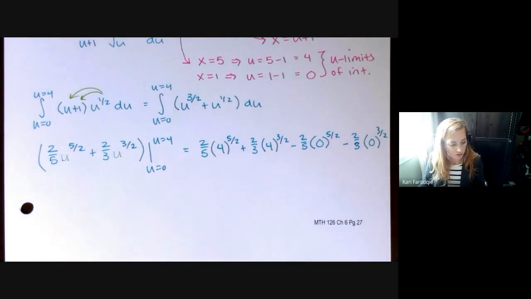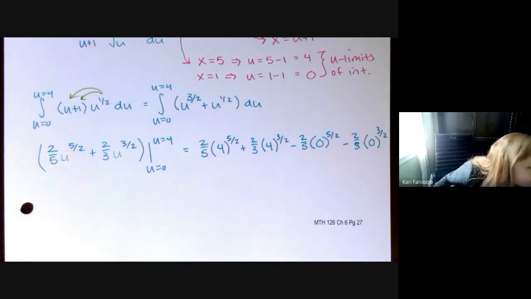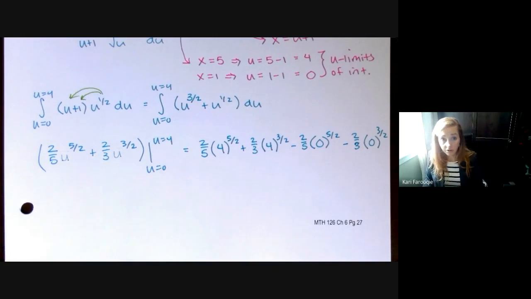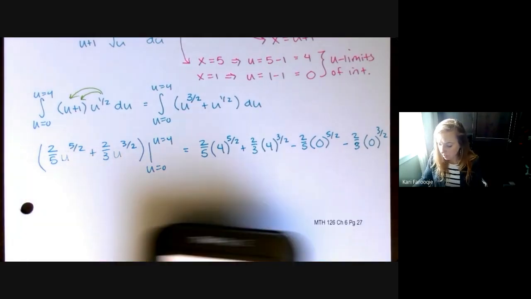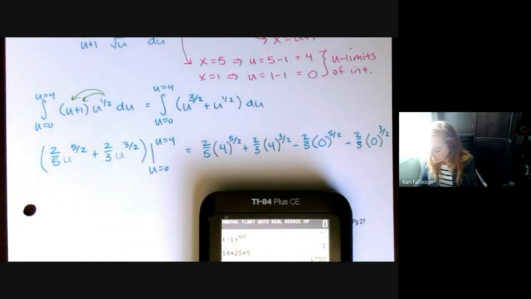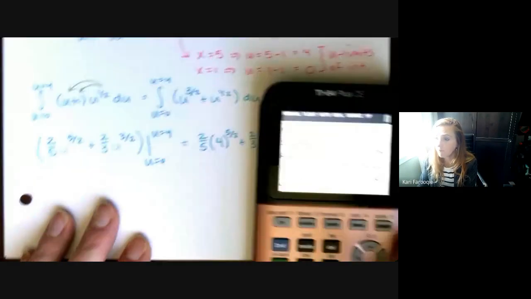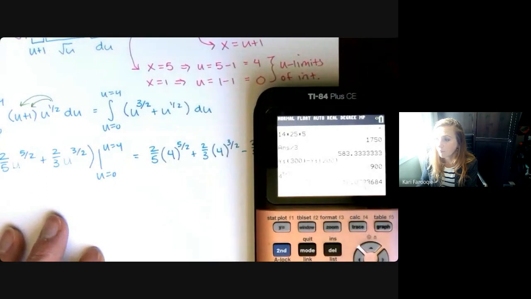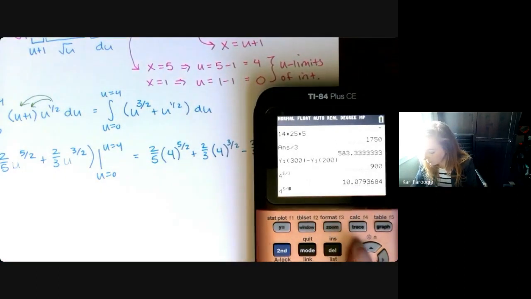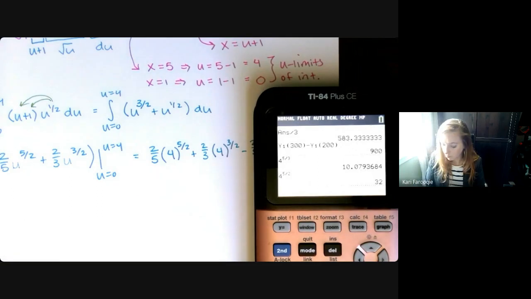But now we just need to evaluate this. Your calculator will be able to evaluate 4 to the 5 halves. If you cannot do it by hand, that is fine. So 4 to the 5 halves power. Oh, I put in 5/3. Can you believe it? It is 32.